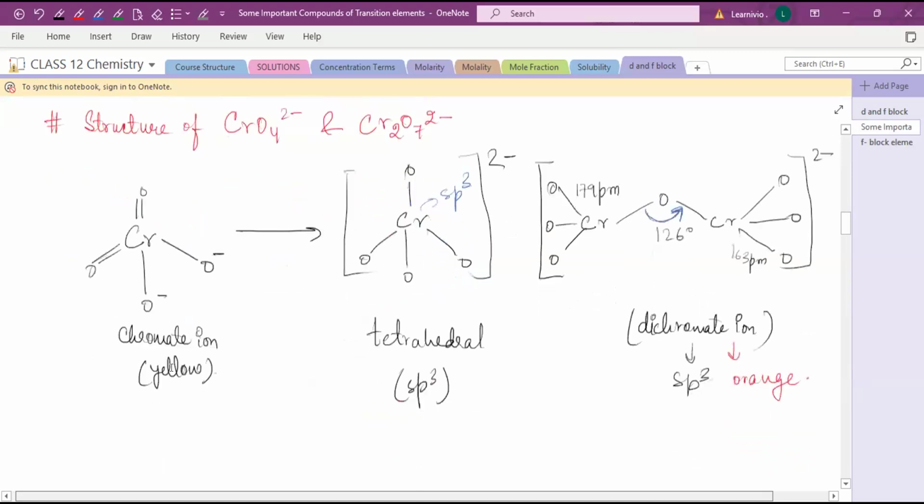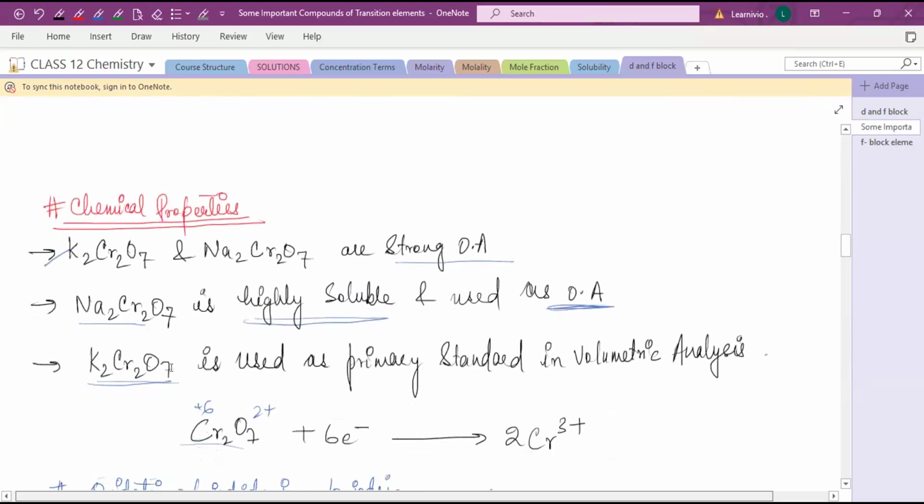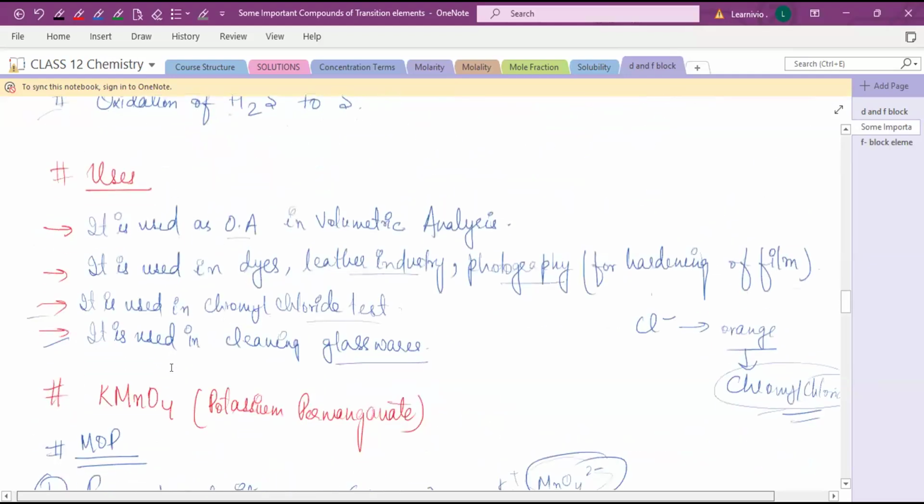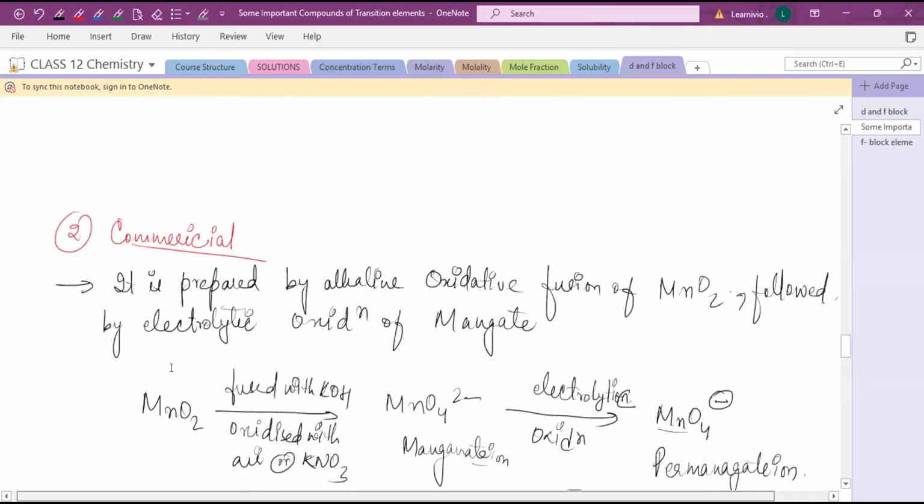The structure is not much important. Chemical properties are important, uses are important, right? So please just go through this. This is important.